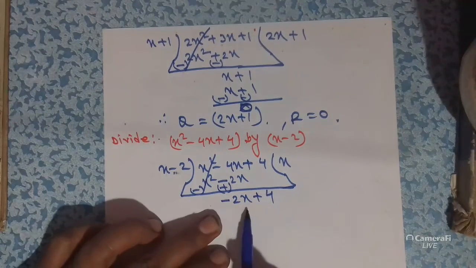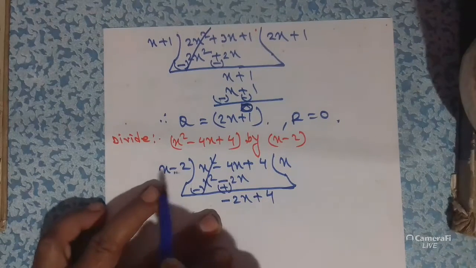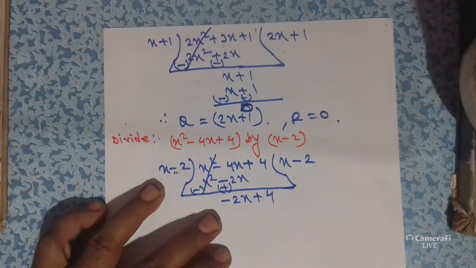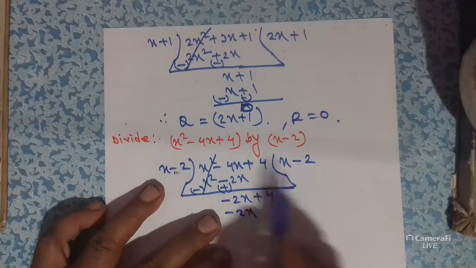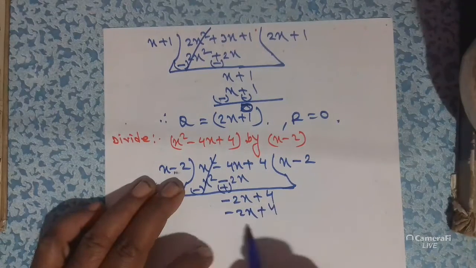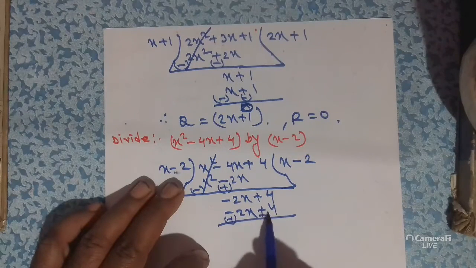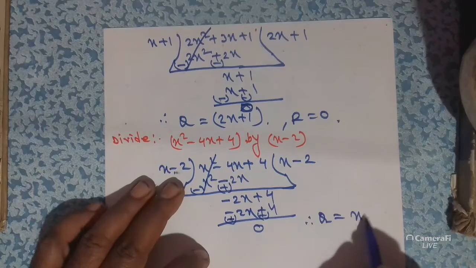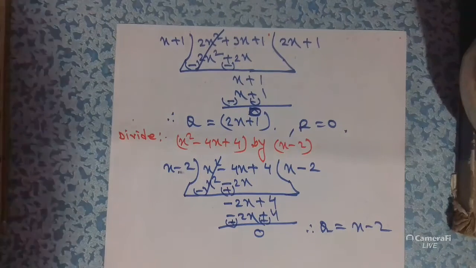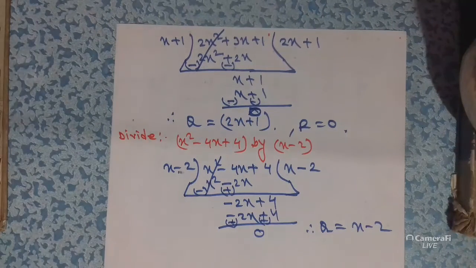Now we have to find minus 2x. To find minus 2x, we have to multiply x with minus 2. So we have to take minus 2 as quotient. So minus 2 multiply x is minus 2x, and minus 2 multiply minus 2: minus multiply minus is plus, and 2 multiply 2 is 4. If we change this sign, it will be plus. So minus 2x plus 2x is 0, and plus 4 minus 4 is 0. Therefore quotient is x minus 2 and remainder is 0. We need not write that the remainder is equal to 0. So here quotient is x minus 2. I hope you understood, students.